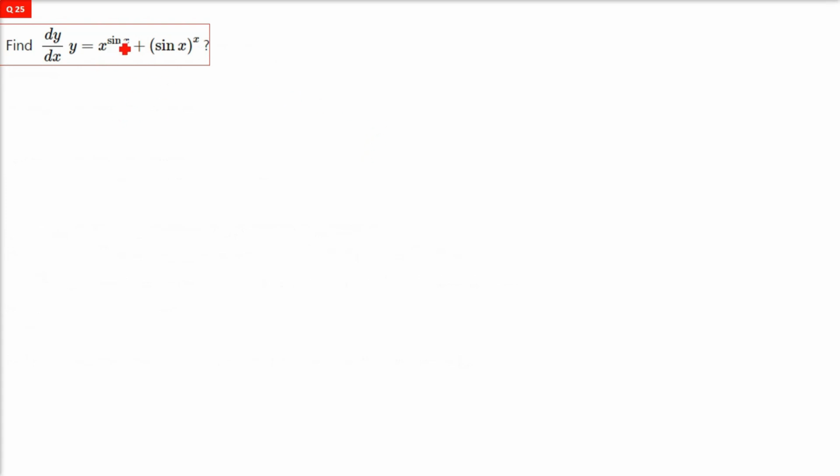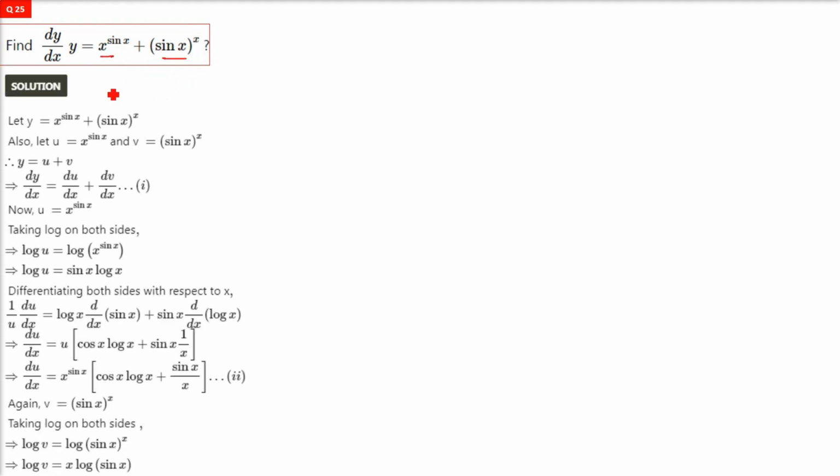Next is y equals x to the power sin x plus sin x to the power x. You have already done this, the first and second part, but now we have to do it separately and then add them. Or you can do it together. You can call one as u, other as v. So y is u plus v, so dy by dx will be du by dx and dv by dx in addition. Let us start with u. U is x to the power sin x. So log u will be sin x log x. Sin x will come in front.